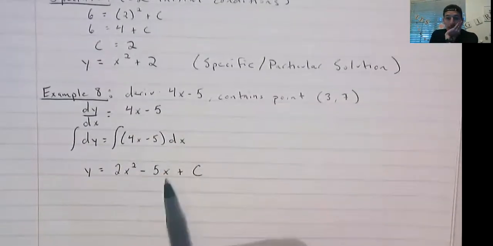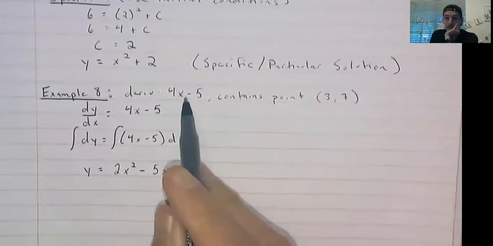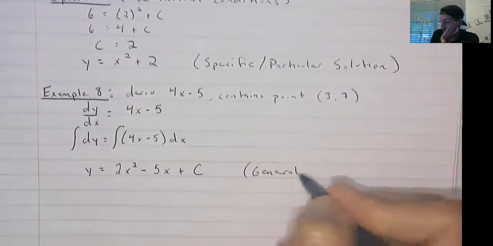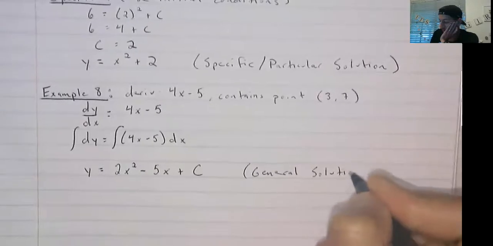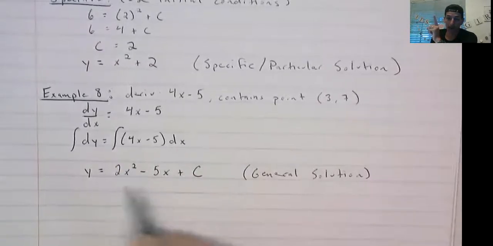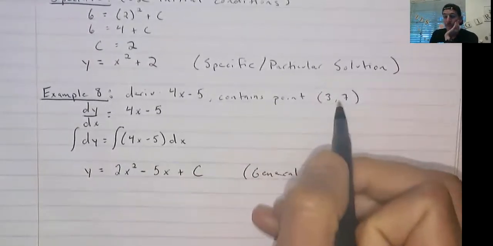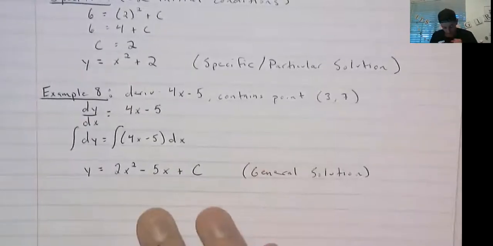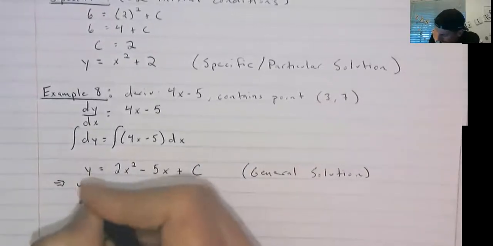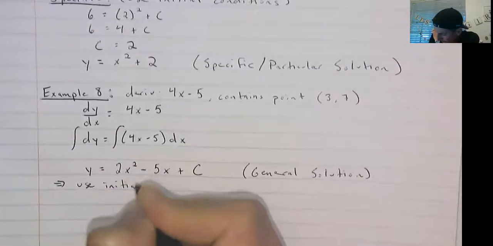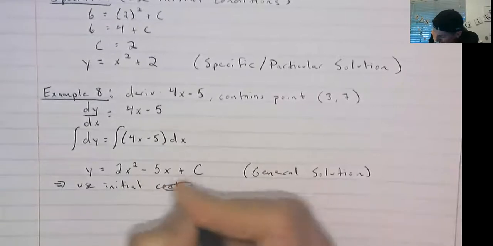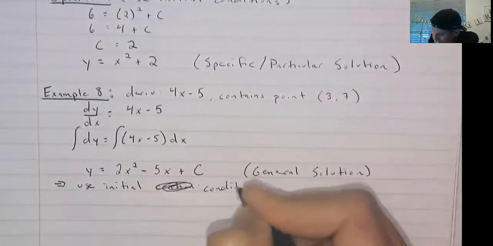So any equation of this form where c is some constant will give us a derivative of 4x minus 5. So this is the general solution, the general family of curves whose derivative is 4x minus 5. But there is but one equation of this form that contains the point (3, 7). And so now we can use those conditions to find that. So use initial conditions.